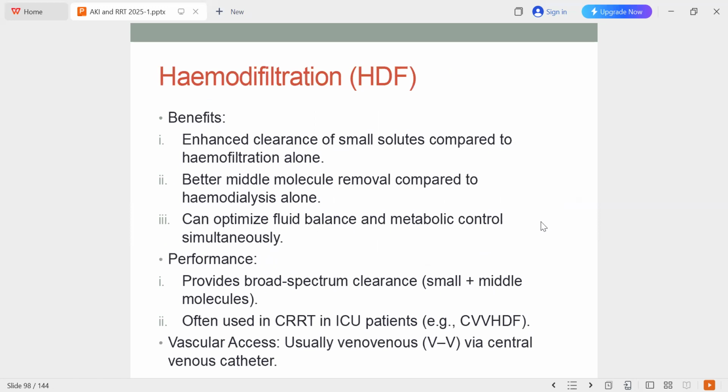The benefits of hemodiafiltration, number one, is that there's enhanced clearance of small solutes compared to hemofiltration alone. All right, it has a better medium molecular weight waste removal compared to hemodialysis alone. Remember that it's combining both dialysis and hemofiltration. Now, this will help to optimize fluid balance and metabolic control simultaneously. Okay, so it's often used in continuous renal replacement therapy in ICU patients, all right? And usually the vascular access is venovenous via central venous catheter.